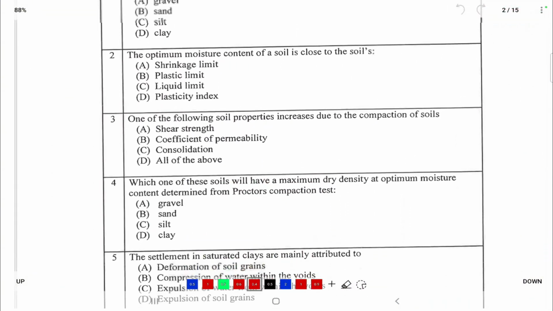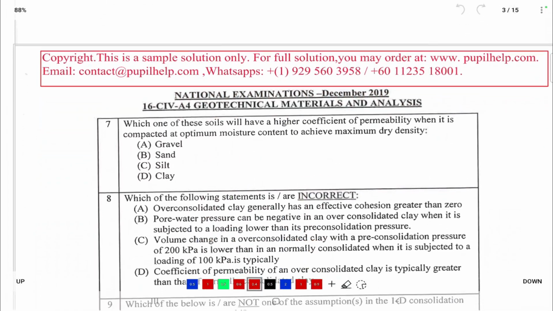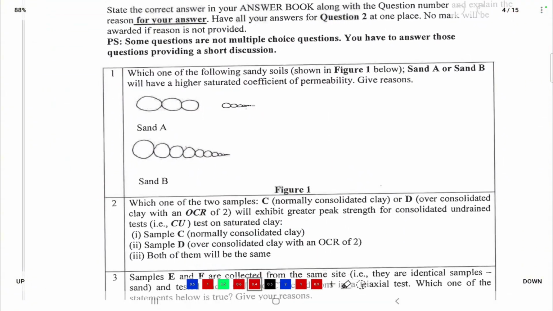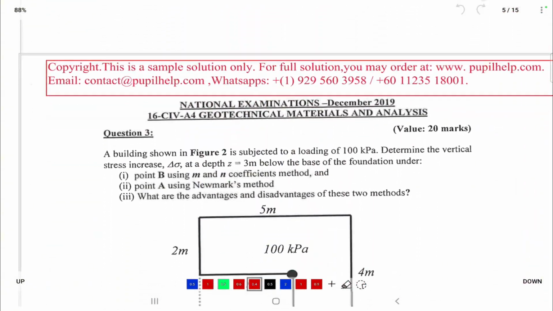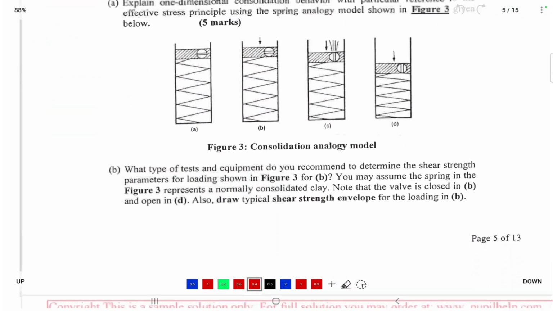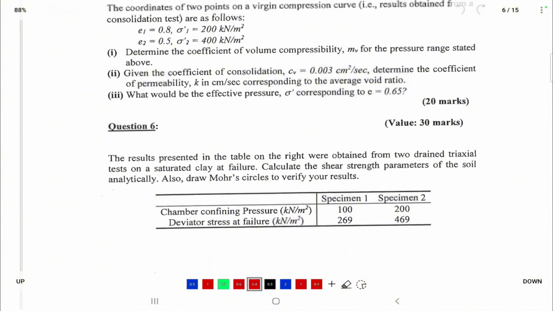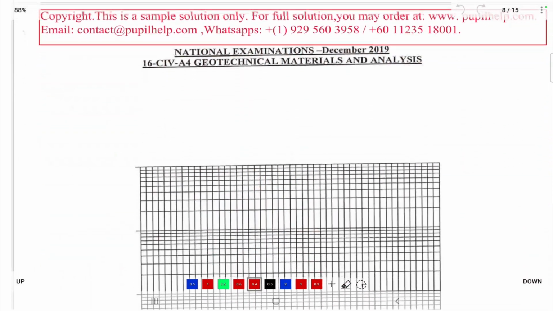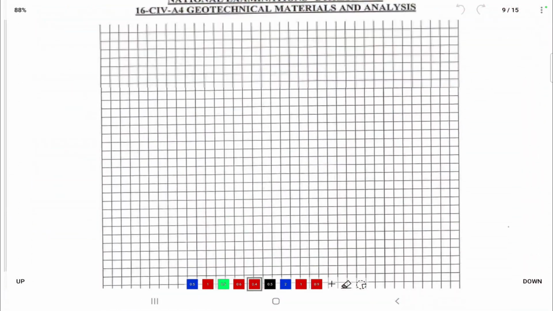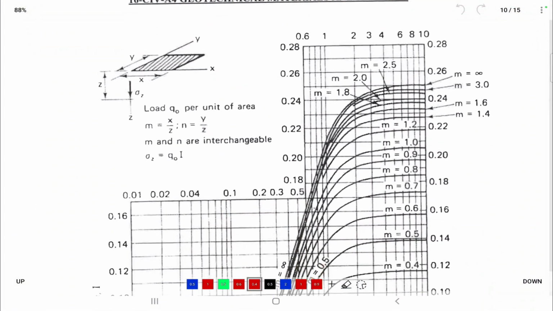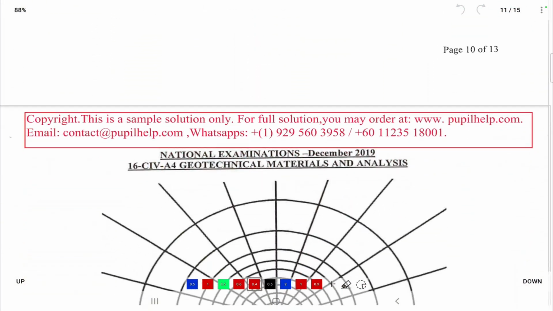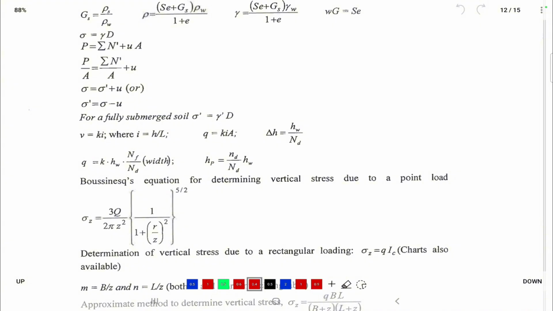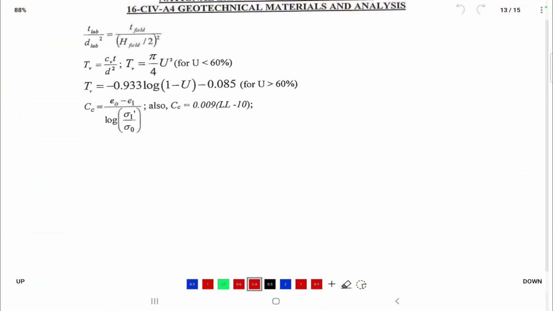Question 1. Question 2. Question 3. Question 4. Question 5. Question 6. And these are the graph papers you will need during the exam. Also provided are these charts for solution, and then data sheets for all the information you need during the exam.